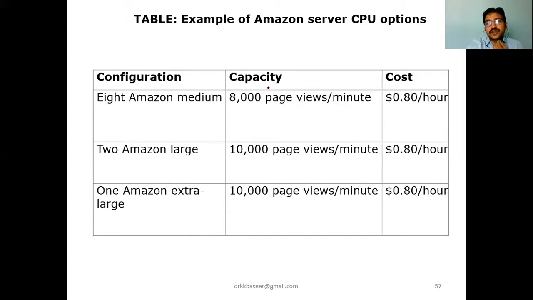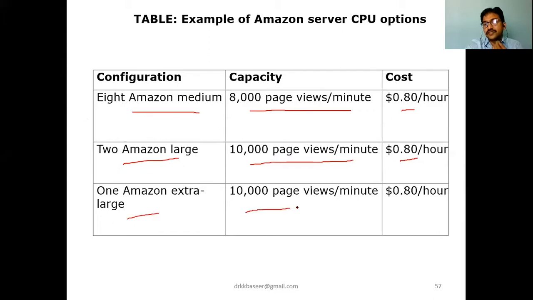I'll show you one table. This example shows Amazon. This is the Amazon medium. The capacity is 8,000 page views per minute. The cost is $0.80 per hour. If you go for 2 Amazon large, it is 10,000 page views per minute, but it is $0.80 per hour itself. One Amazon extra large has the same 10,000 page views per minute, at the same cost. So it is better to go for a smaller one. Later you go for the higher ones.